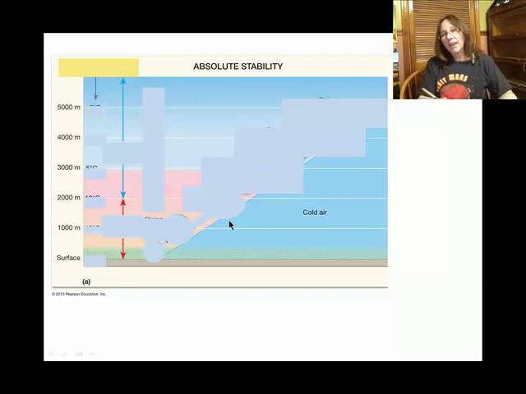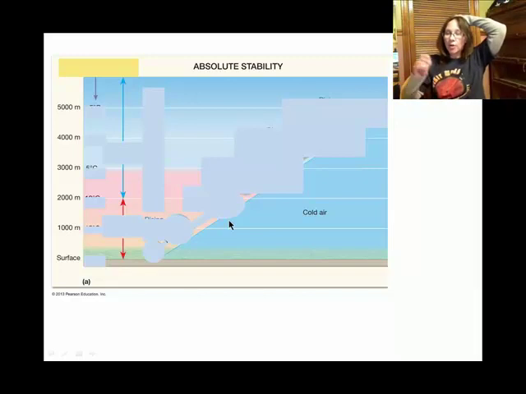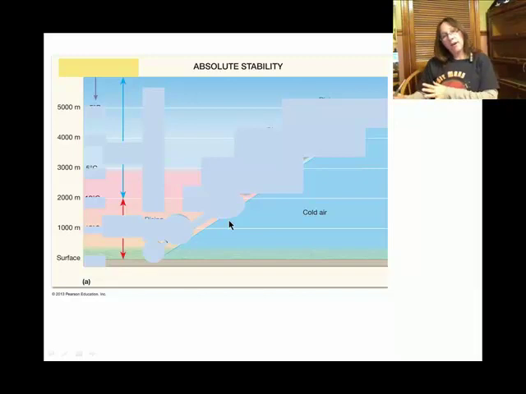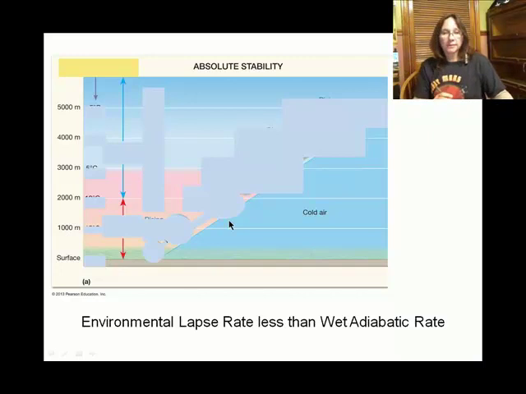Okay, and actually I'm going to show you the forced lifting mechanism here is a frontal lifting mechanism, in that we basically have a cold air mass over here on the, I guess it would be over here in the camera, but it's on our right. And warm air is being lifted up and over that. Okay, so the environmental lapse rate must be less than the wet adiabatic rate.